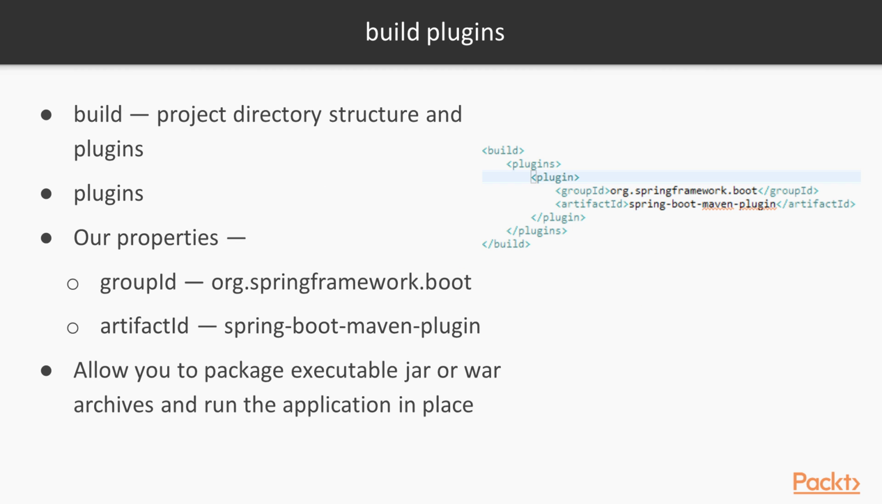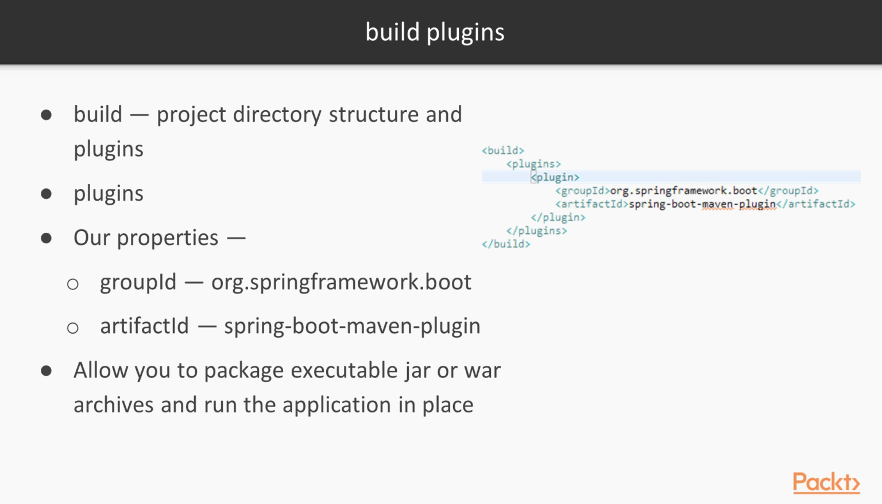Build plugins. This is where we have any plugins that are required for building. And as you see, once again, a similar look and feel to what we've had before. Group ID and artifact ID allow us to uniquely look up another Maven dependency. In our case, we're using org.springframework.boot, and the artifact ID is the Spring Boot Maven plugin. Notice that this artifact ID is saying not just Spring Boot, but Spring Boot that knows about Maven.